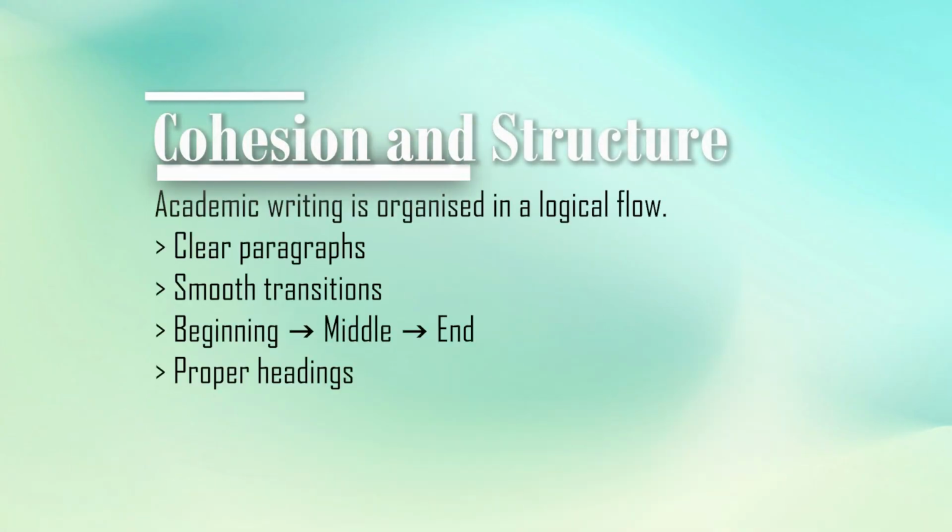The fifth is cohesion and structure. Academic writing is organized in a logical flow. Good structure includes clear paragraphs with topic sentences and smooth transitions like therefore, however, or moreover. It should have a beginning, a middle part, and an end that leads to a conclusion. Proper headings should be used if and when required. Cohesion helps the reader follow your thinking step by step.